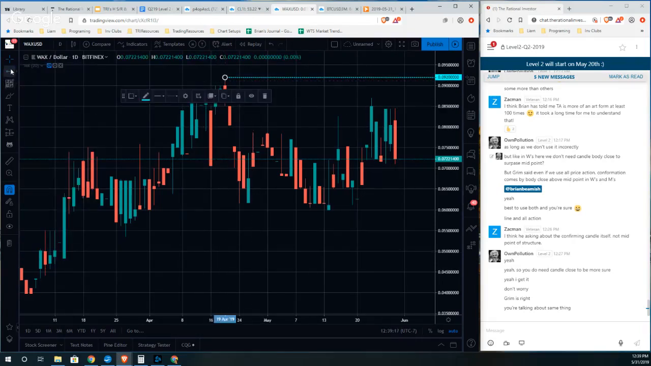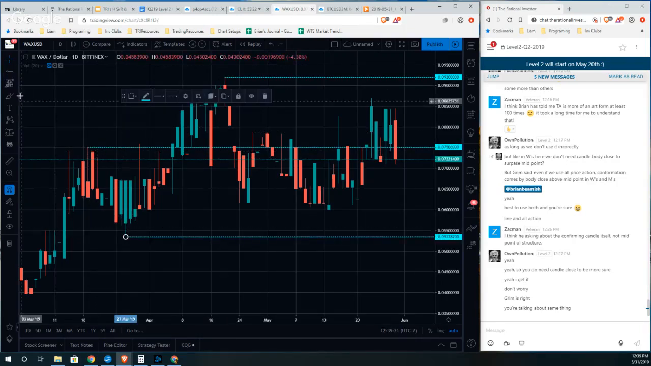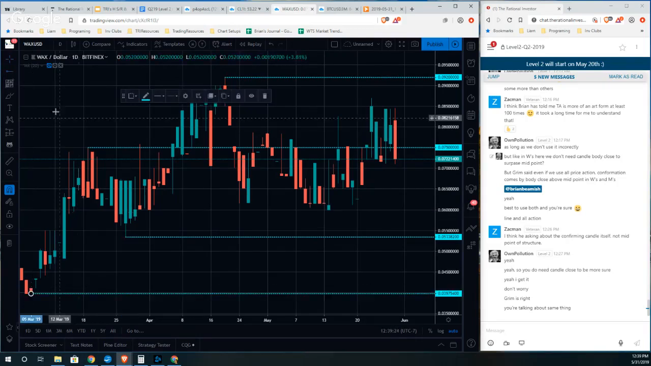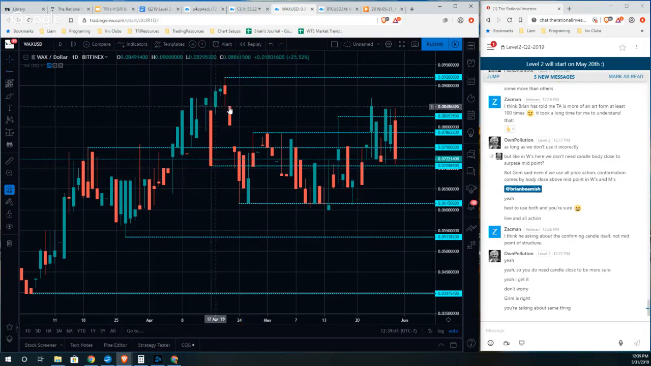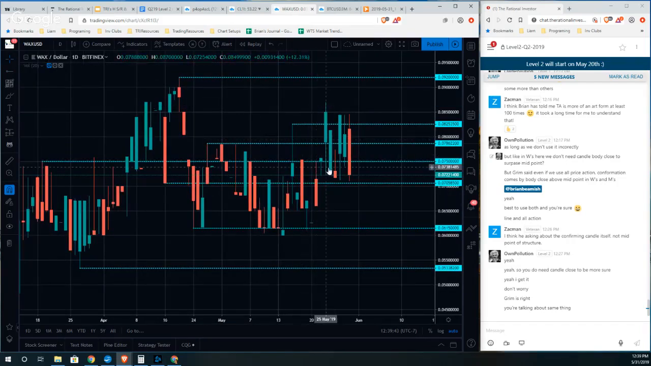Key level, key level, key level, key level, key level. Very quickly. Hopefully you guys can sort of get the gist of how I do this. All right. So air pocket.